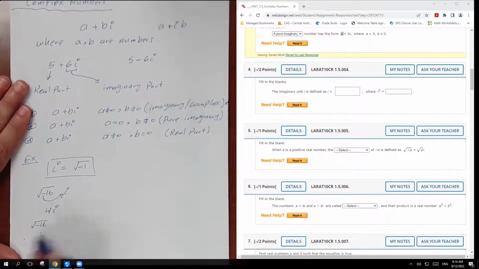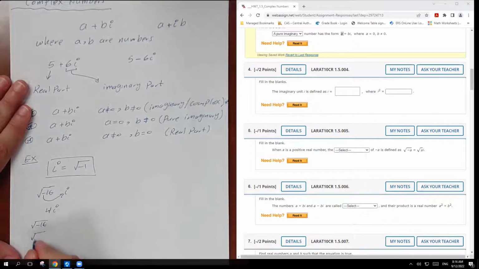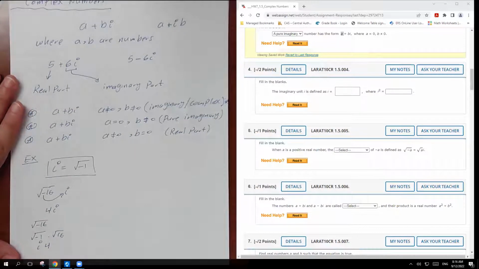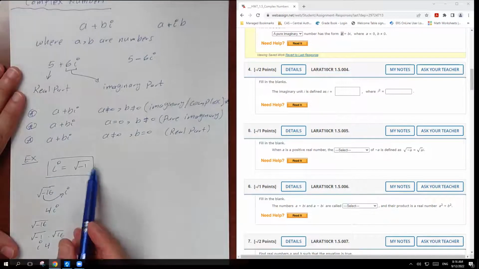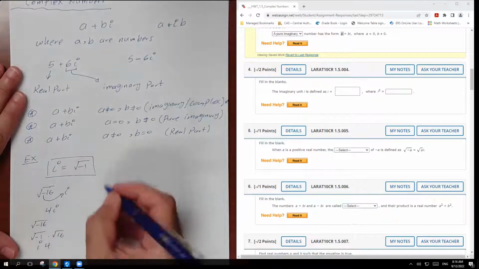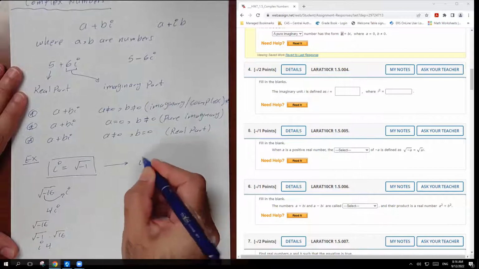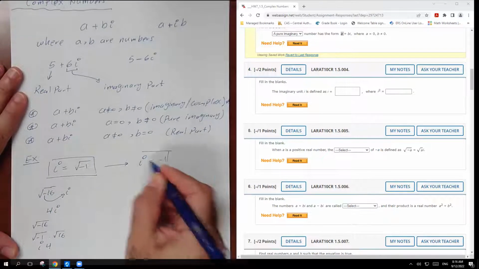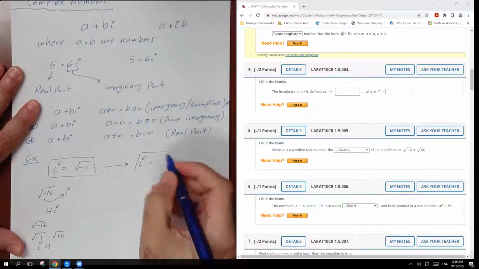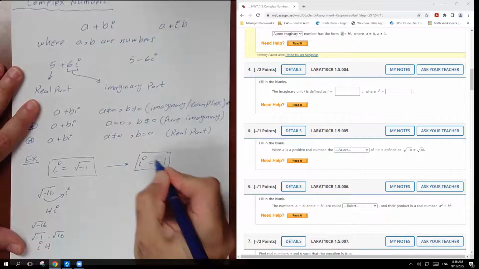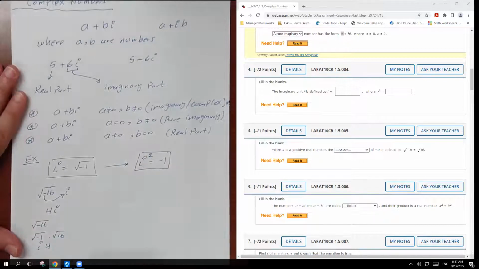times the square root of 16. Square root of -1 times square root of 16. The -1 is the i, and the square root of 16 is 4. So 4i or i4, the same thing. So i is the unit, the square root of -1. That means i squared is going to be -1. This is really important because we're going to use this one a lot. If you have i squared, that means it's -1.